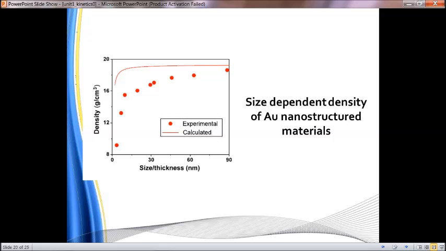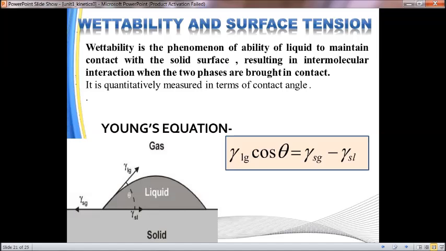Then wettability and surface tension. Wettability is the ability of a liquid to maintain contact with a solid surface, resulting in intermolecular interaction when the two phases are brought in contact. It is quantitatively measured by the contact angle using Young's equation: gamma LG cos theta is equal to gamma SG minus gamma SL.